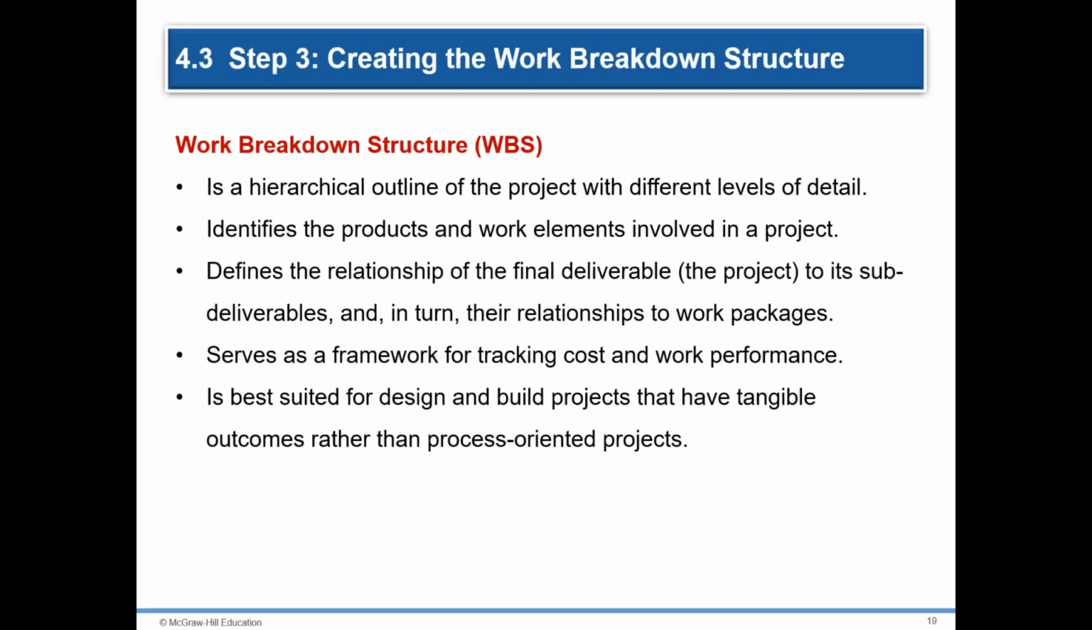Once the scope and deliverables have been identified, the work of the project can be successively subdivided into smaller and smaller work elements. The outcome of the hierarchical process is called the work breakdown structure, WBS. The WBS is a map of the project. Use of the WBS helps to assure project managers that all products and work elements are identified, to integrate the project with the current organization, and to establish a basis for control. Essentially, the WBS is an outline of the project with different levels of detail.